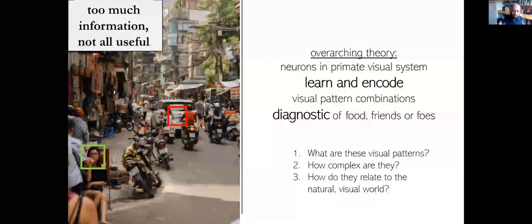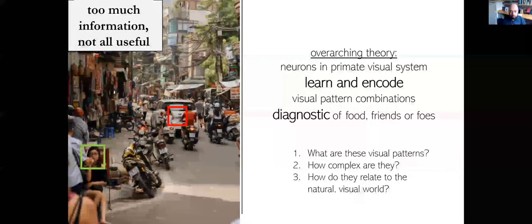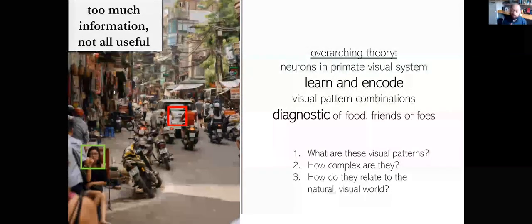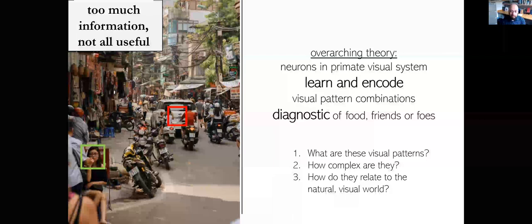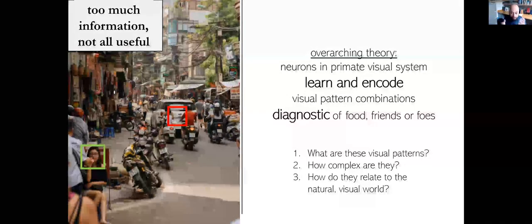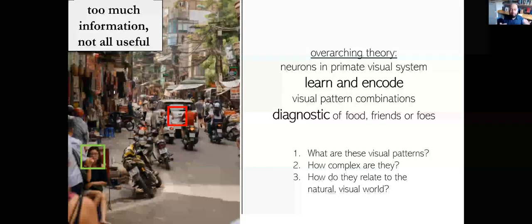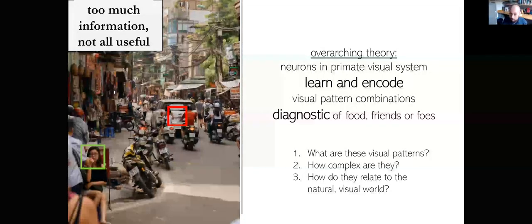So our overarching theory is that neurons in the primate visual system are learning to encode specific combinations of visual patterns that are diagnostic of food, friends, or foes. So the questions in this poster are, what are these patterns? How complex are they compared to the natural world? And how do they relate to the natural world per the organism?